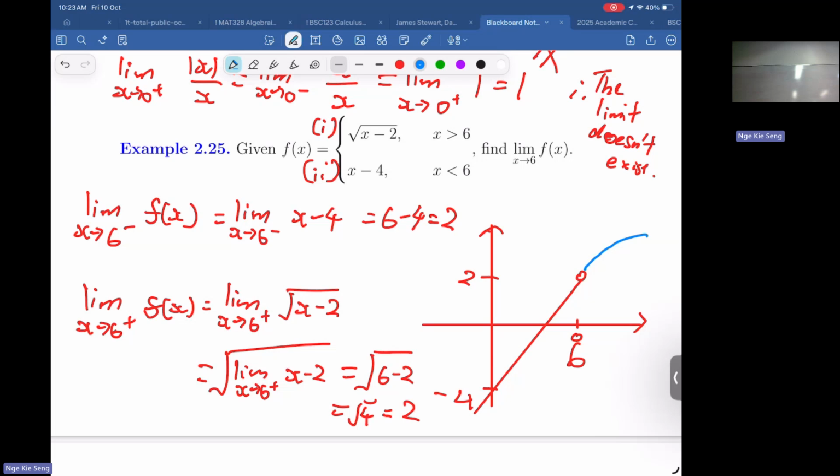Because the definition of the square root of x is always positive. It won't go to negative. So there's no square root of x around a negative number. So you cannot pick negative. Okay, so this is the subtlety of our square root function.